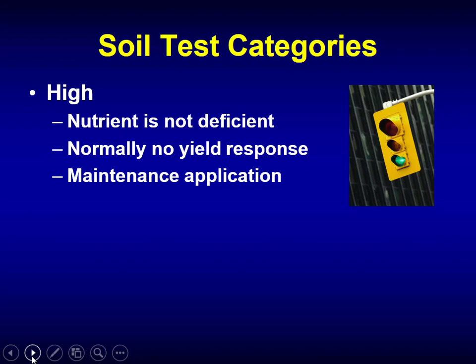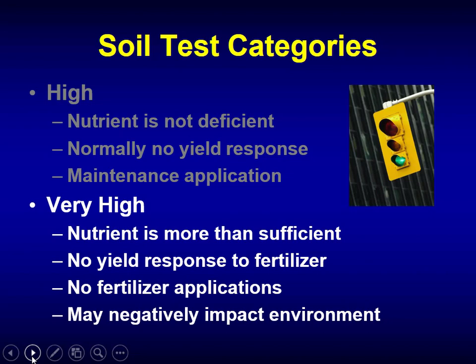And then very high, it's more than sufficient, no yield response. No fertilizer application is recommended, and if it gets too high, it may actually have negative environmental consequences. So if we're putting a lot of manure on our fields, we can tend to build up phosphorus in those soils, which can actually cause environmental degradation over time.